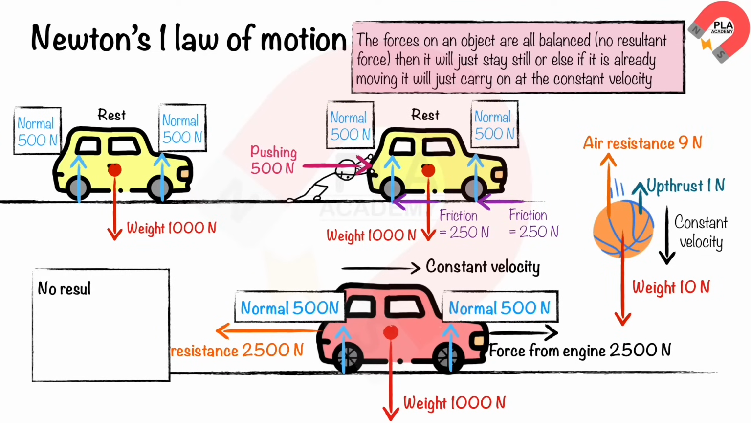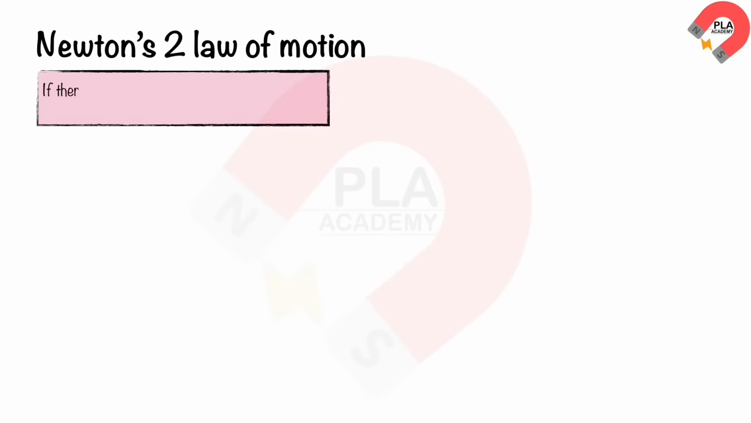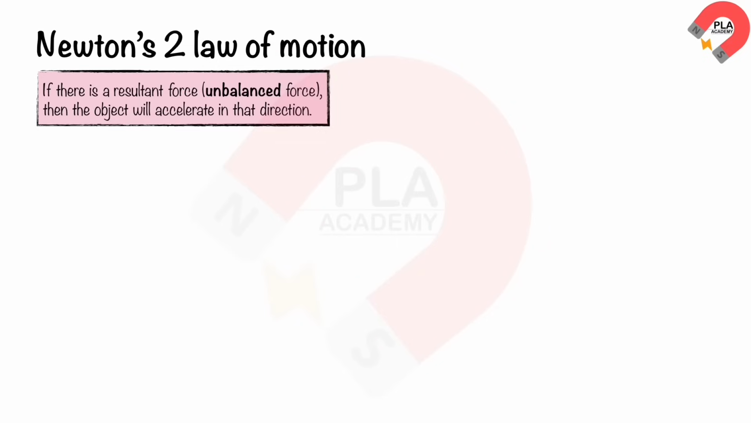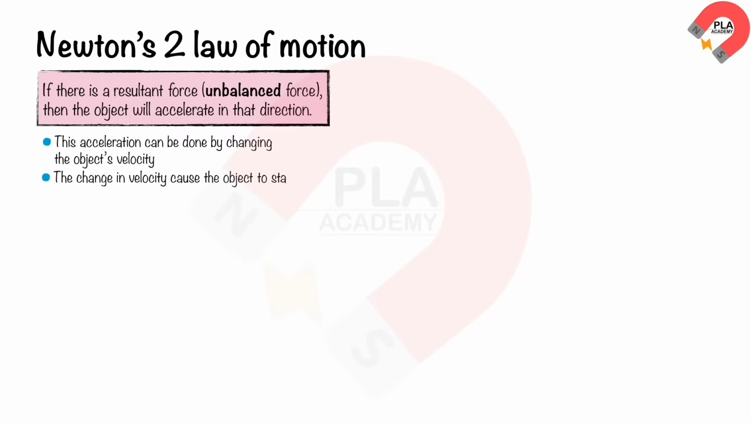So, we can conclude that when there is no resultant force, or balanced force, the object is stationary or moving with constant velocity, and its acceleration is zero. Newton's second law of motion. If there is a resultant force, an unbalanced force, then the object will accelerate in that direction. This acceleration is done by changing the object's velocity. The change in velocity causes the object to start, speed up, slow down, stop, and change direction.